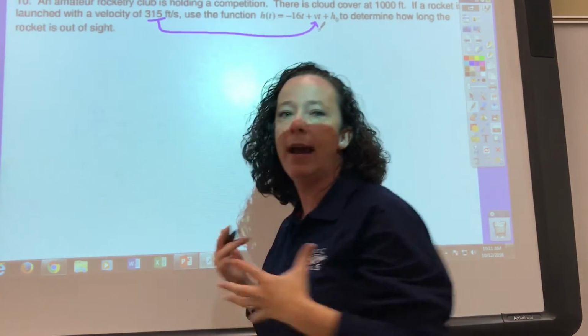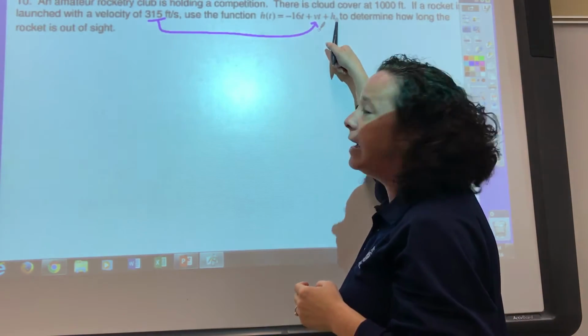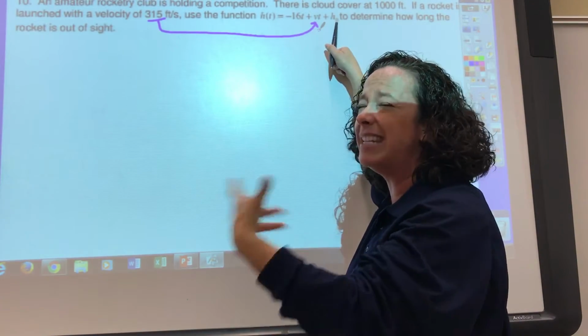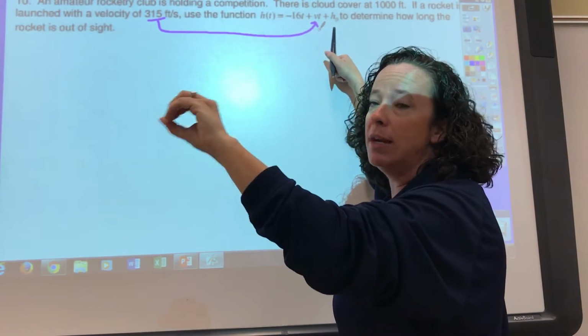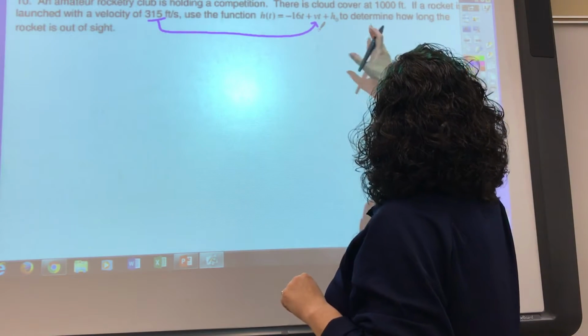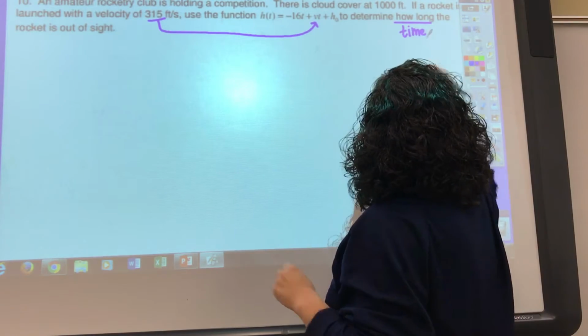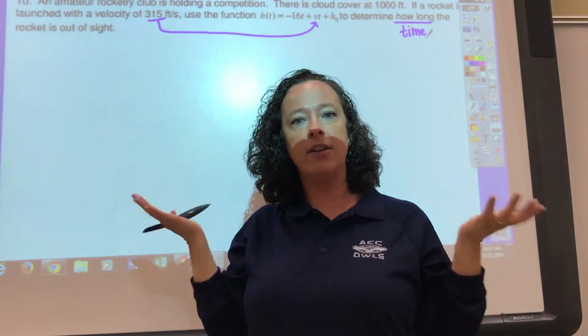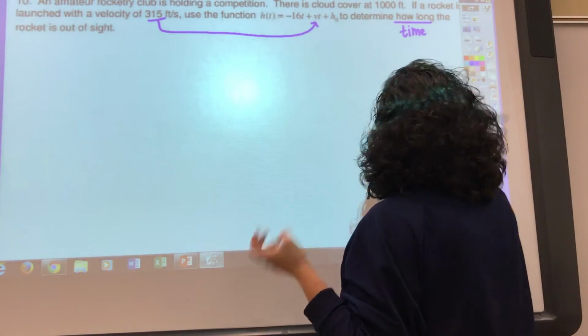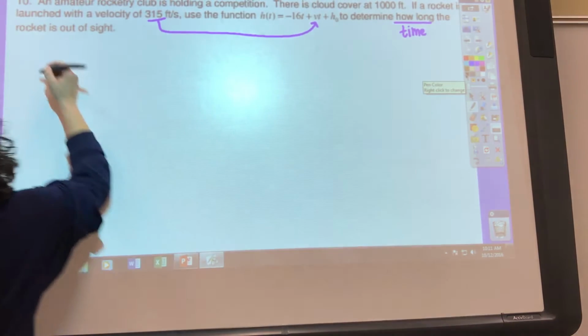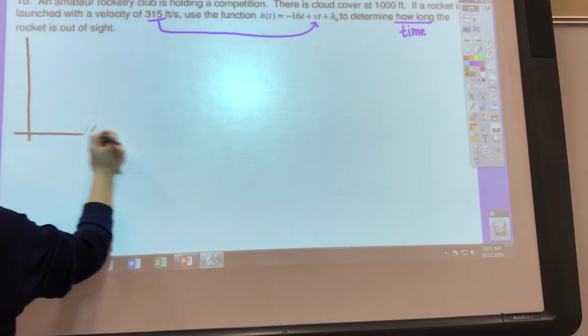So it's launched from the ground. So that means the starting height right here, H sub 0, also known as S, is 0 because it's starting from the ground. And we are supposed to determine how long, which is time. So how long is the rocket out of sight? So we really need to think about context of the problem or we are going to get totally lost.